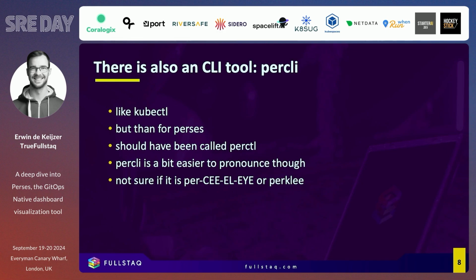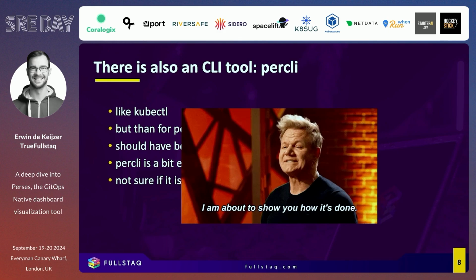It's like kubectl. If you ever used kubectl, it's very familiar. It's like Berkeley get, Berkeley describe, Berkeley apply. So kubectl for Percys should have been called per-cutl or per-control, whatever you want to call it. Berkeley is a bit easier to pronounce though. I call it Berkeley. I'm not sure if it should be per CLI or Berkeley, but for now we'll do Berkeley. And there's another demo, of course.